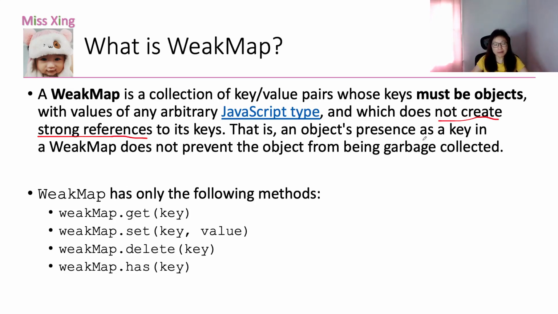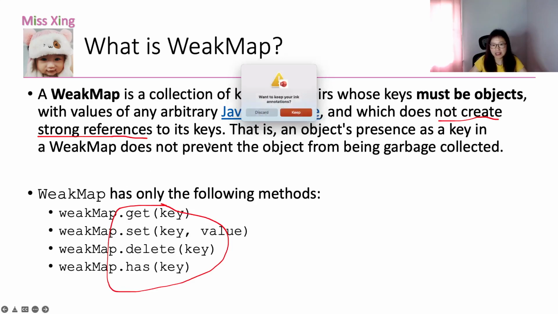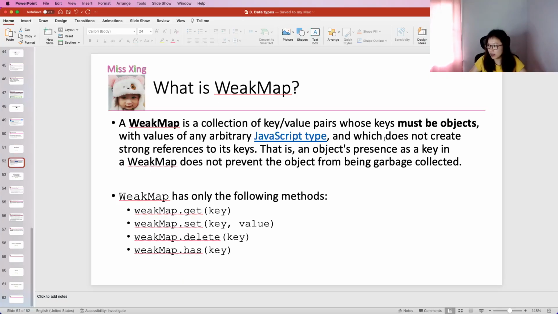In the WeakMap, we only have the following APIs, which are different from Map: get, set, delete, and has. You don't have any APIs which can give you all the keys. That's another difference from Map, and we will explain why in the next video. In this video I will show you all the APIs and how to use WeakMap. Now let me go to our IDE.